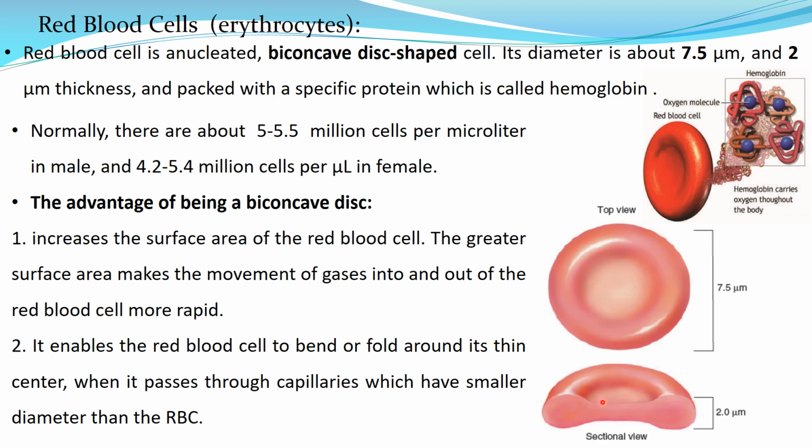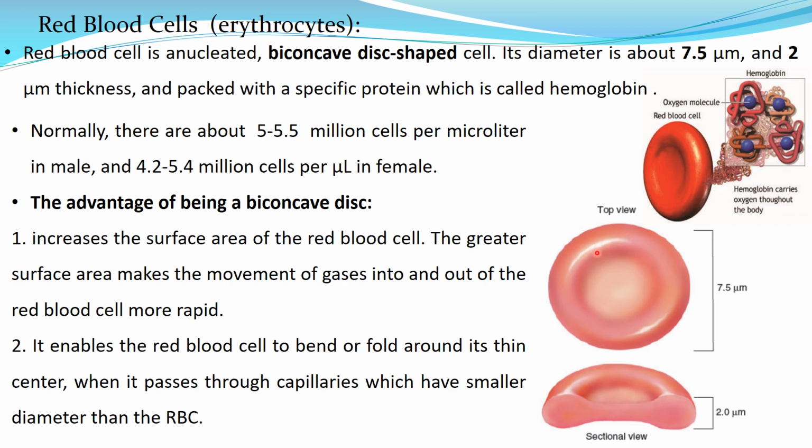And the second advantage of having such a shape is to enable the red blood cells to bend or fold around their thin center. So the red blood cells have a thinner center compared to the periphery or the edge of the cells.